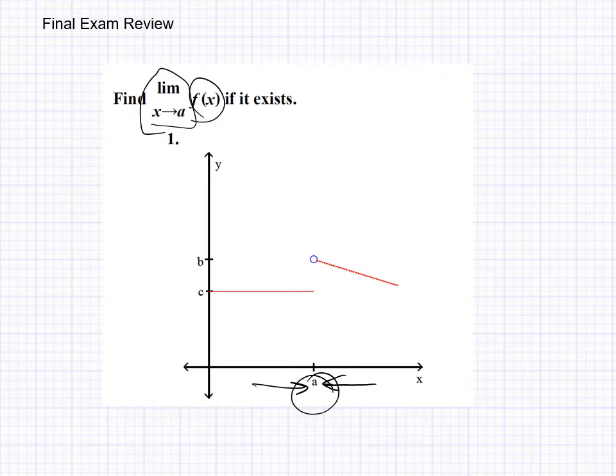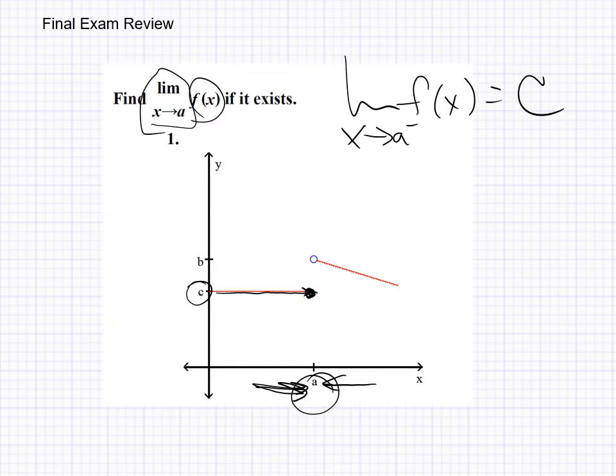Well, if you look, as x is approaching a from the left-hand side, we're essentially traveling along the function this way, and the y value we're getting closer to is this y value right here, which would be c. So the limit as x approaches a from the left-hand side for f of x ends up being c.